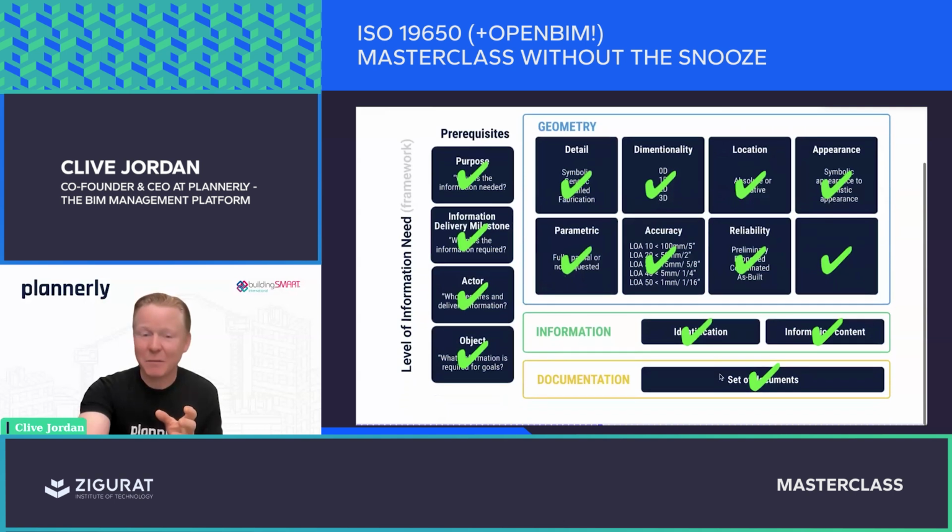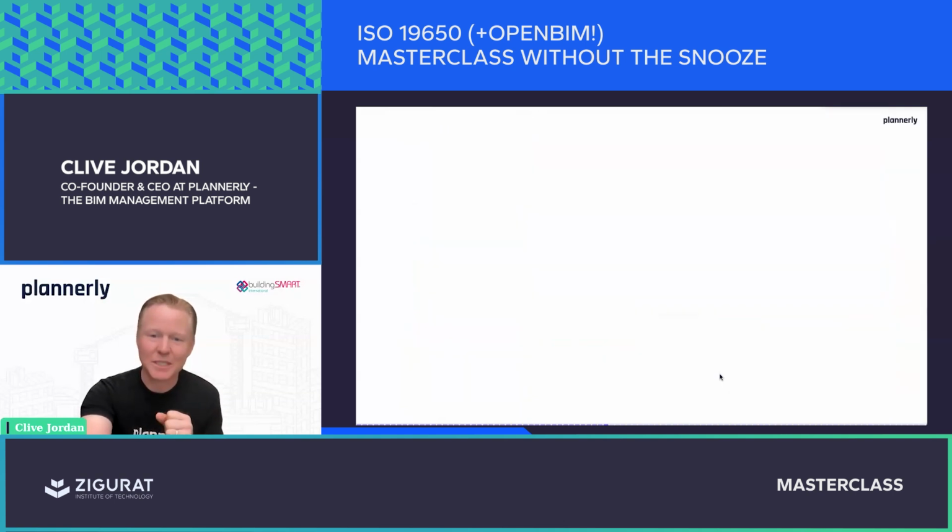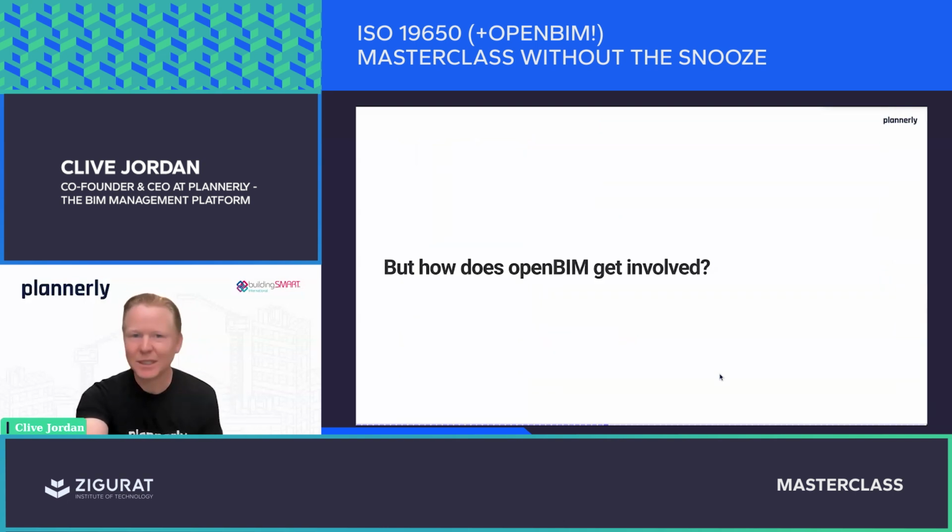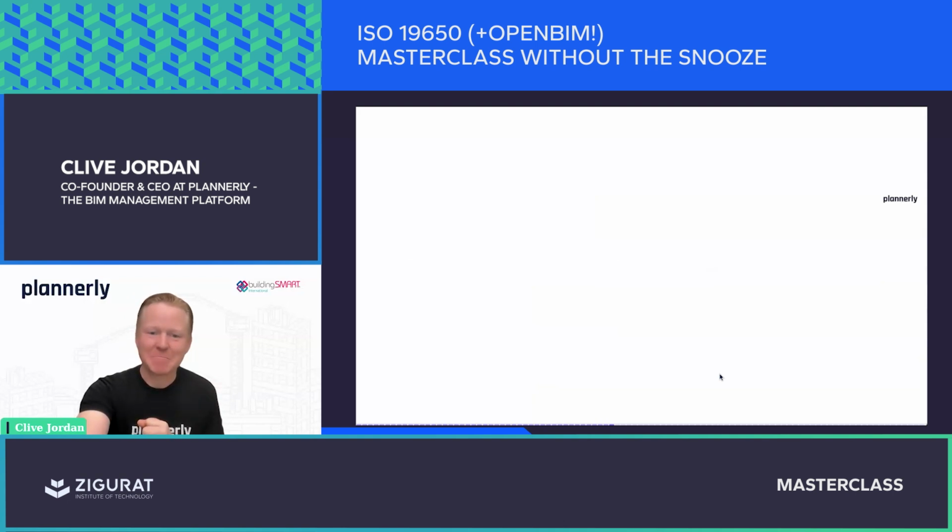So the principle of level of information need is covering all of these bases. It's a framework to be able to understand how to do all of these things. But how, I hear you scream, how does openBIM get involved? We've been talking about ISO 19650 and a framework and these general terms. openBIM, let's take a look at that.